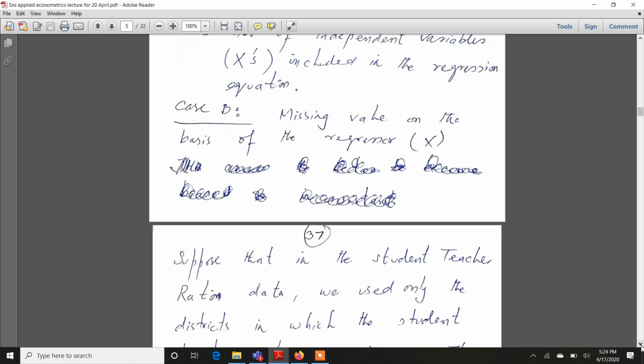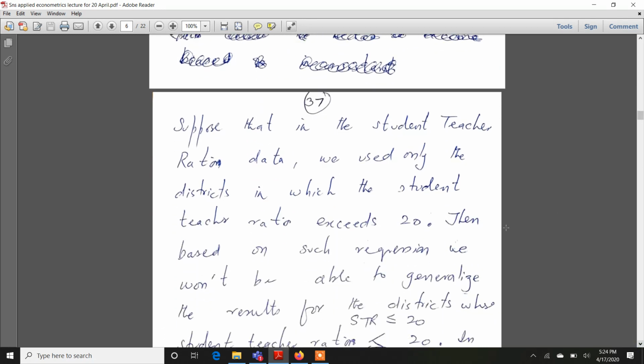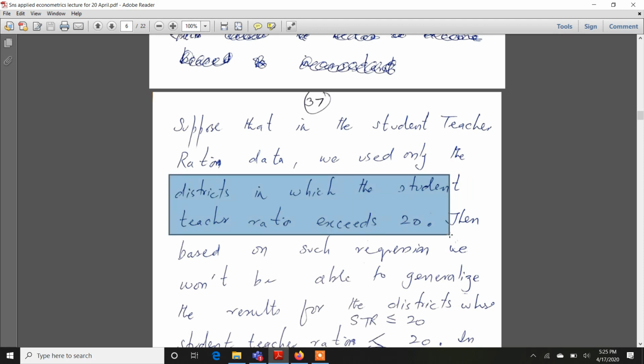Okay, so next we have case B, when the missing values are on the basis of the regressor X. Let's come back to the example where I was discussing the relationship between student-teacher ratio and test score. Let's say in that regression, we included data of only those districts in which the student-teacher ratio exceeds 20. I have applied a filter on the data, including only those schools where the student-teacher ratio is greater than 20.